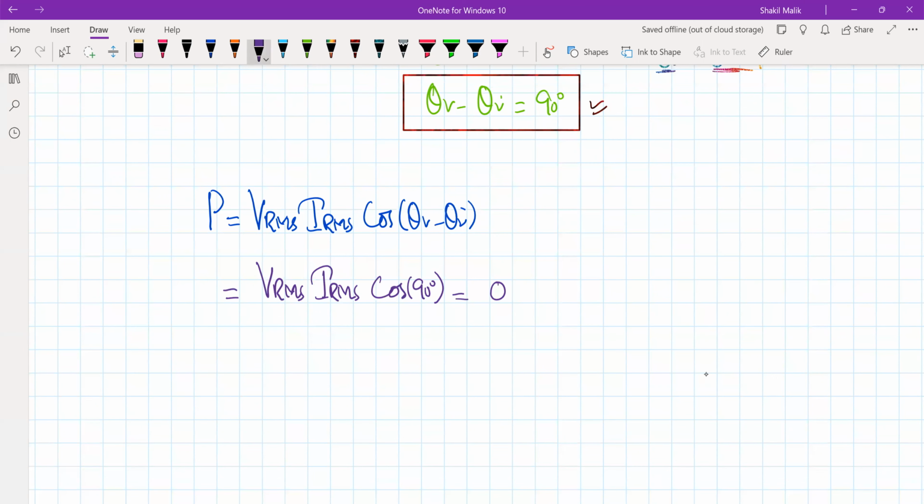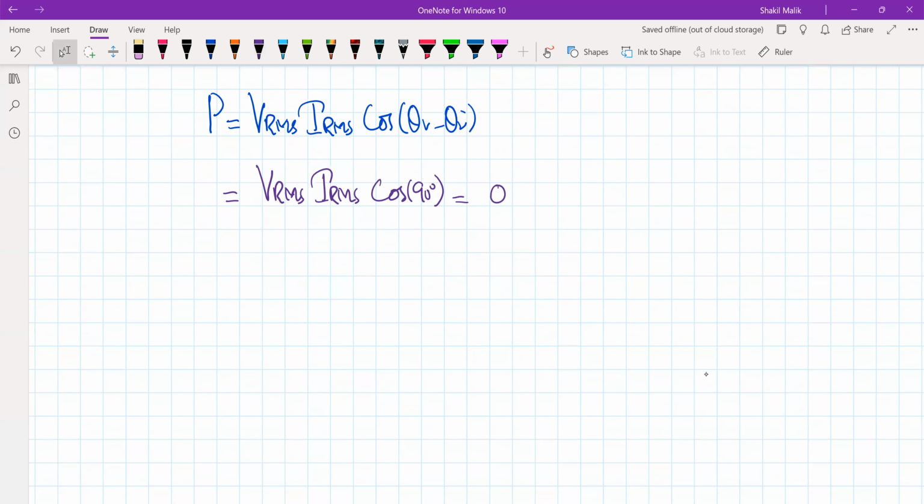So the average power consumed by this resistor is 0. P means the average power or the real power. What is the meaning of P? In the last session, we said P is called the real or average power. So the real or average power consumed by the inductor is simply equal to 0. So P for an inductor is equal to 0.